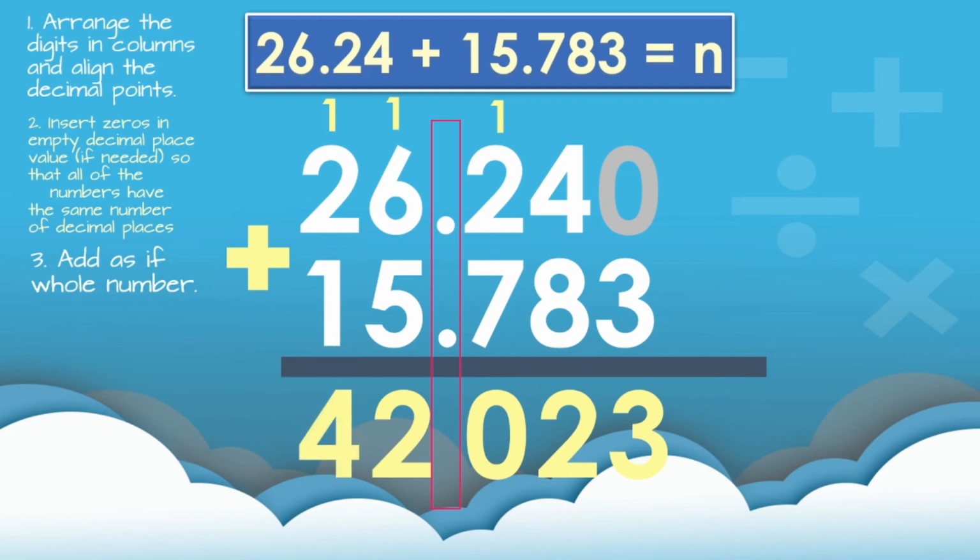So ang decimal point is in between 2 and 0, vertically aligned to all the decimal points. So our answer is, yes, 42 and 23 thousandths.